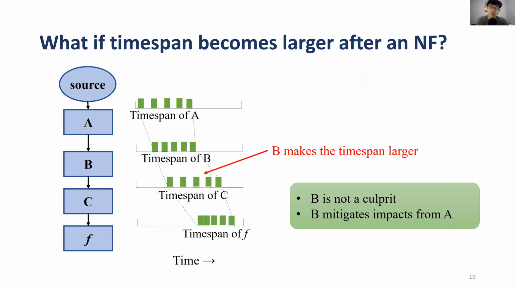First, NF B is definitely not the culprit. Furthermore, because B makes the time span larger, it mitigates or hides the impacts from A. In this situation, A is not the culprit as well because of the help of B.